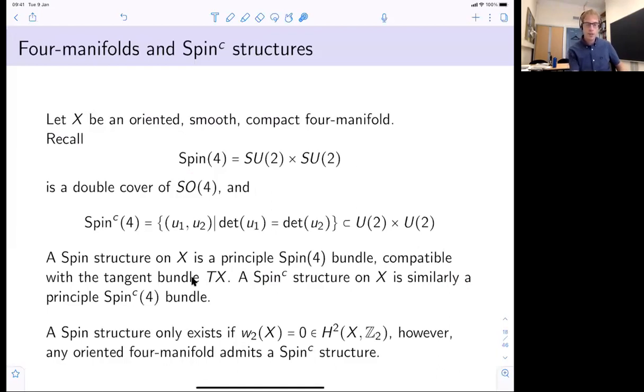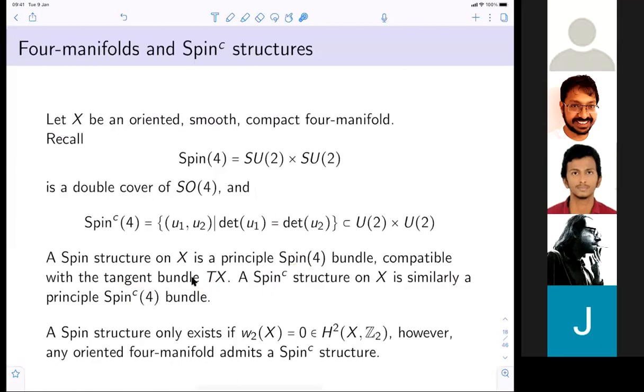And in addition, we have the spin C4 group, which are the elements of U2 times U2, but whose determinants are equal. So this is a more general, larger group than spin 4, because the determinants of the different elements do not need to be equal to 1. Now we say that a spin structure on X is a principal spin 4 bundle, which is compatible with the tangent bundle TX. Where compatible means that basically the transition functions of the spin 4 bundle provide us with transition functions on the tangent bundle.